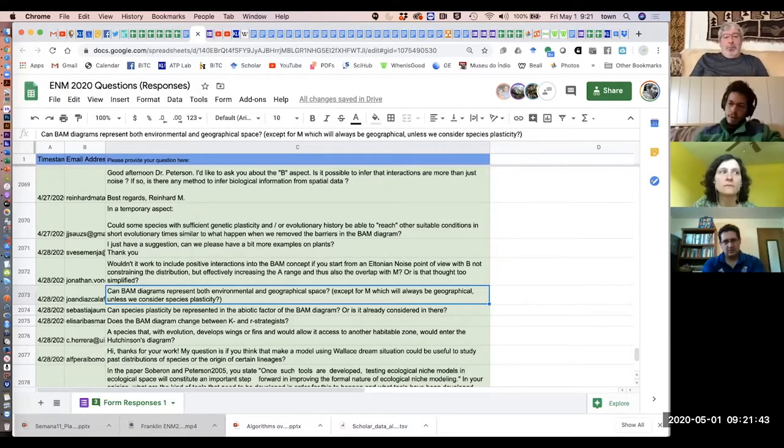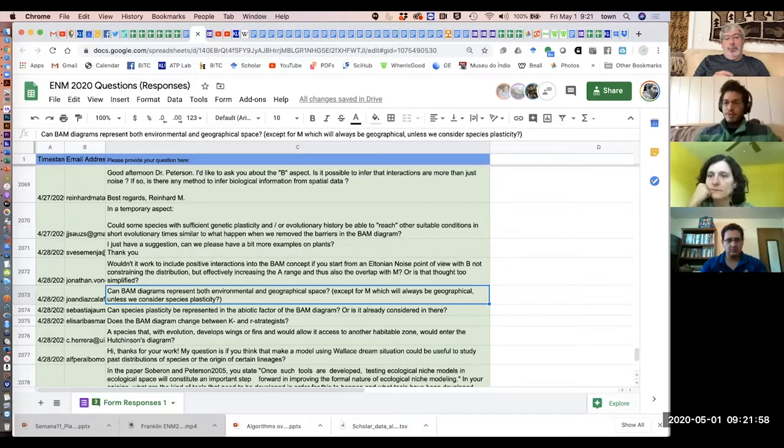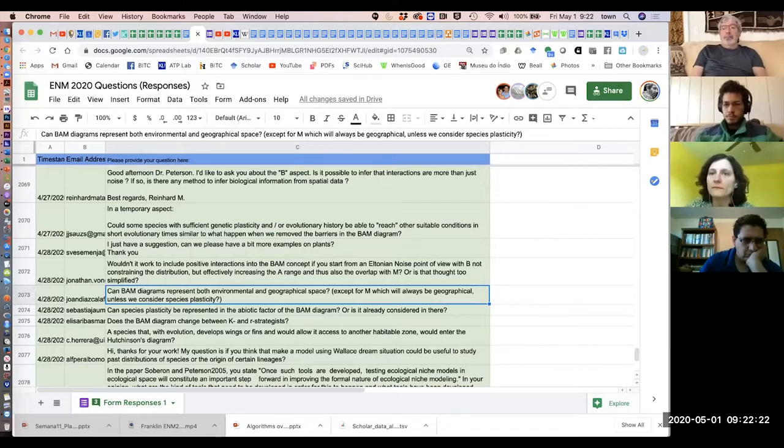And this is just like the first layer, like we're just scratching the surface of that complex dynamic. So it's really difficult to say, oh, I have a layer of biotic interactions that I can include in my models to obtain a potential geographic distribution. It's complex.